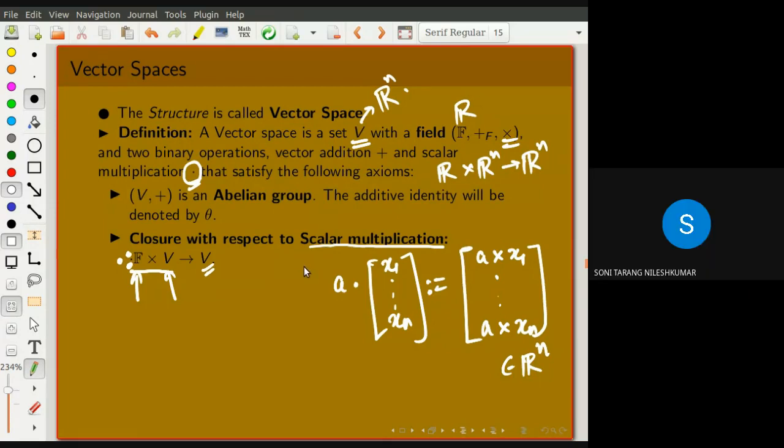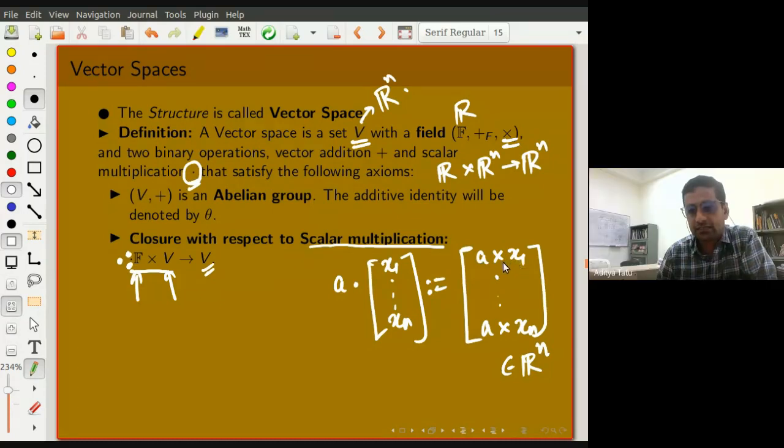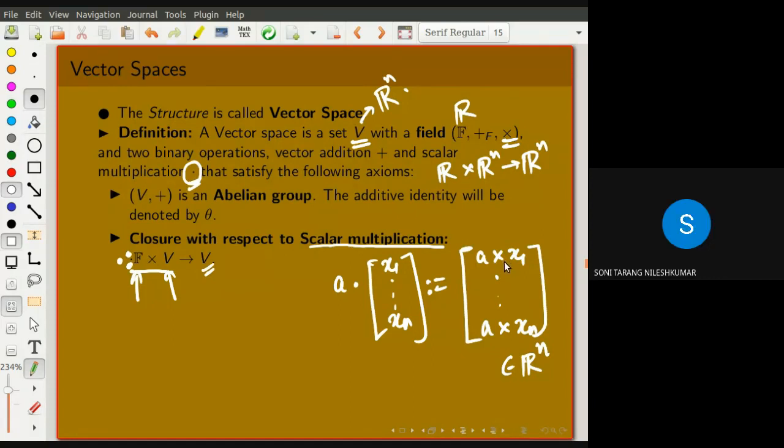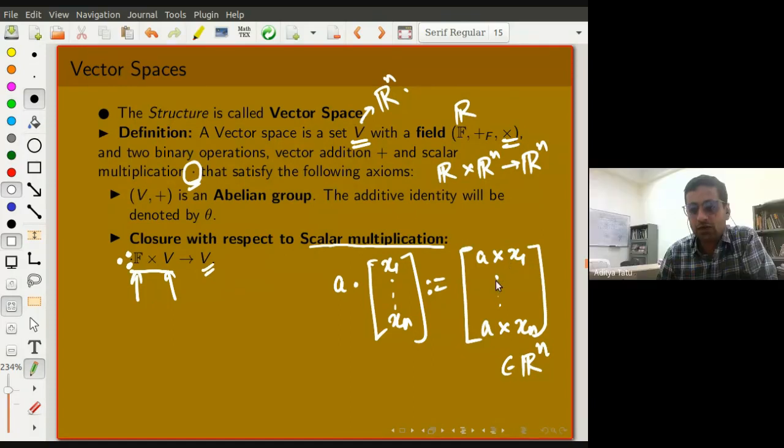All right. Yes, go ahead. So the multiplication of a with xi, will it be the multiplication in the field? Yes. Okay, so this is one way of defining it. This is just one real number, this is one real number, so multiplication between two real numbers comes from the field.